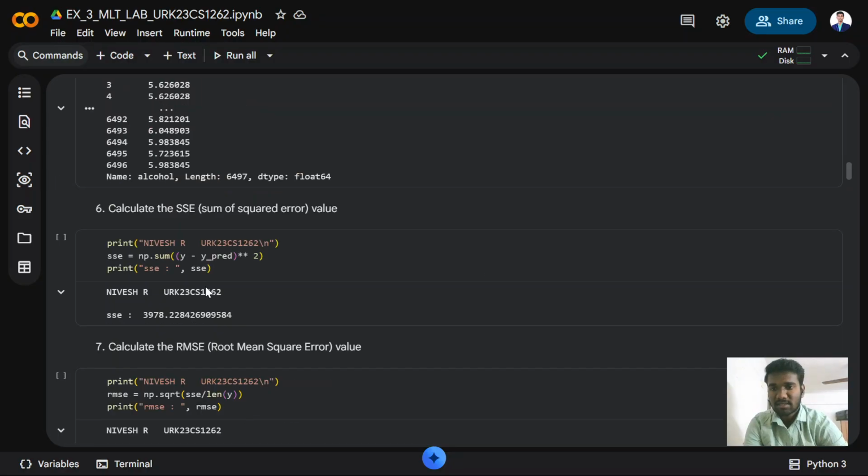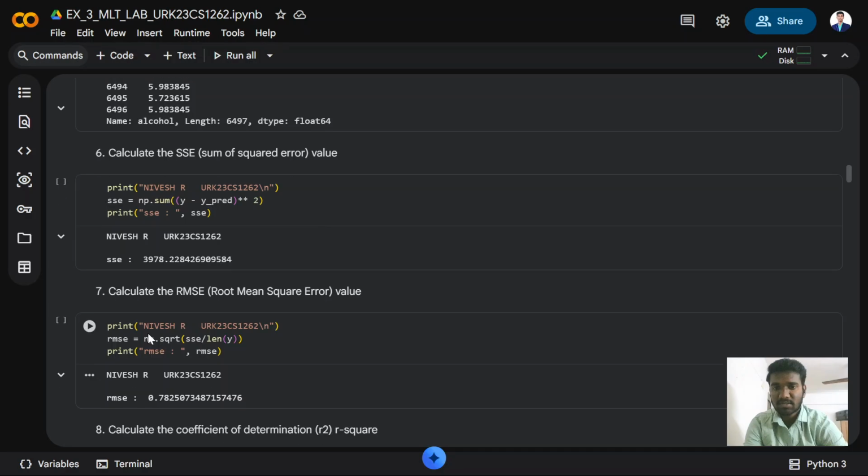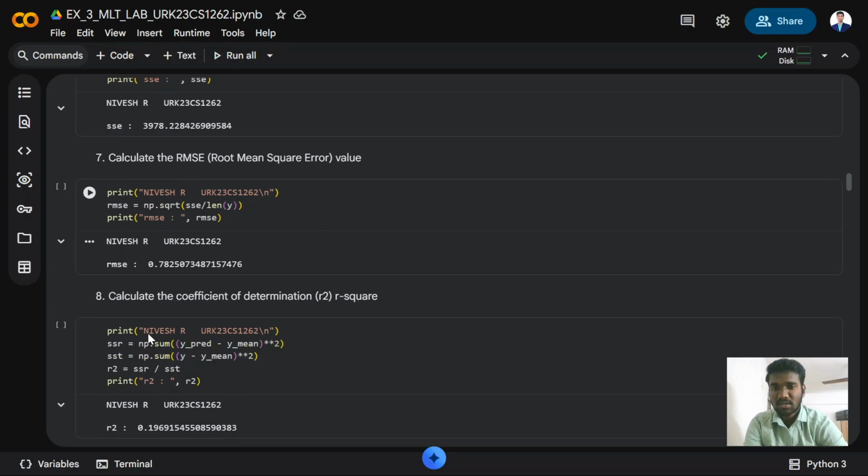Then sixth question is finding SSE. SSE stands for sum of squared error. It measures the difference between the actual and predicted values. Lower SSE means better model performance. Then seventh question is RMSE. RMSE means root mean square error. It tells us the average prediction error of the model. Smaller RMSE means more accurate predictions.